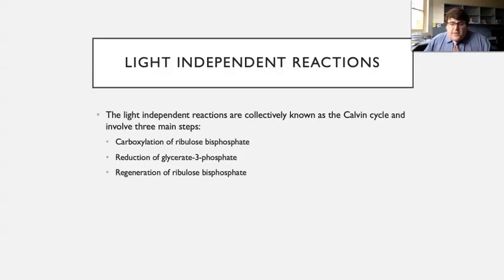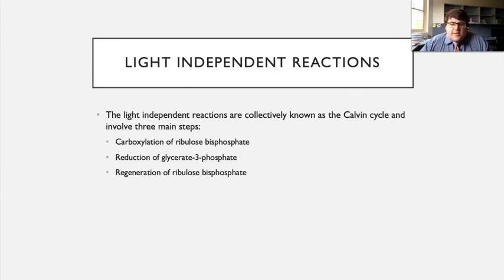The light-independent reactions occur in three main steps. It's also worth noting that the light-independent reactions are also known as the Calvin cycle. I know we've got another video coming up called the Calvin cycle, we'll get to that in a second. But light-independent reactions, also known as the Calvin cycle, occur in three main steps.